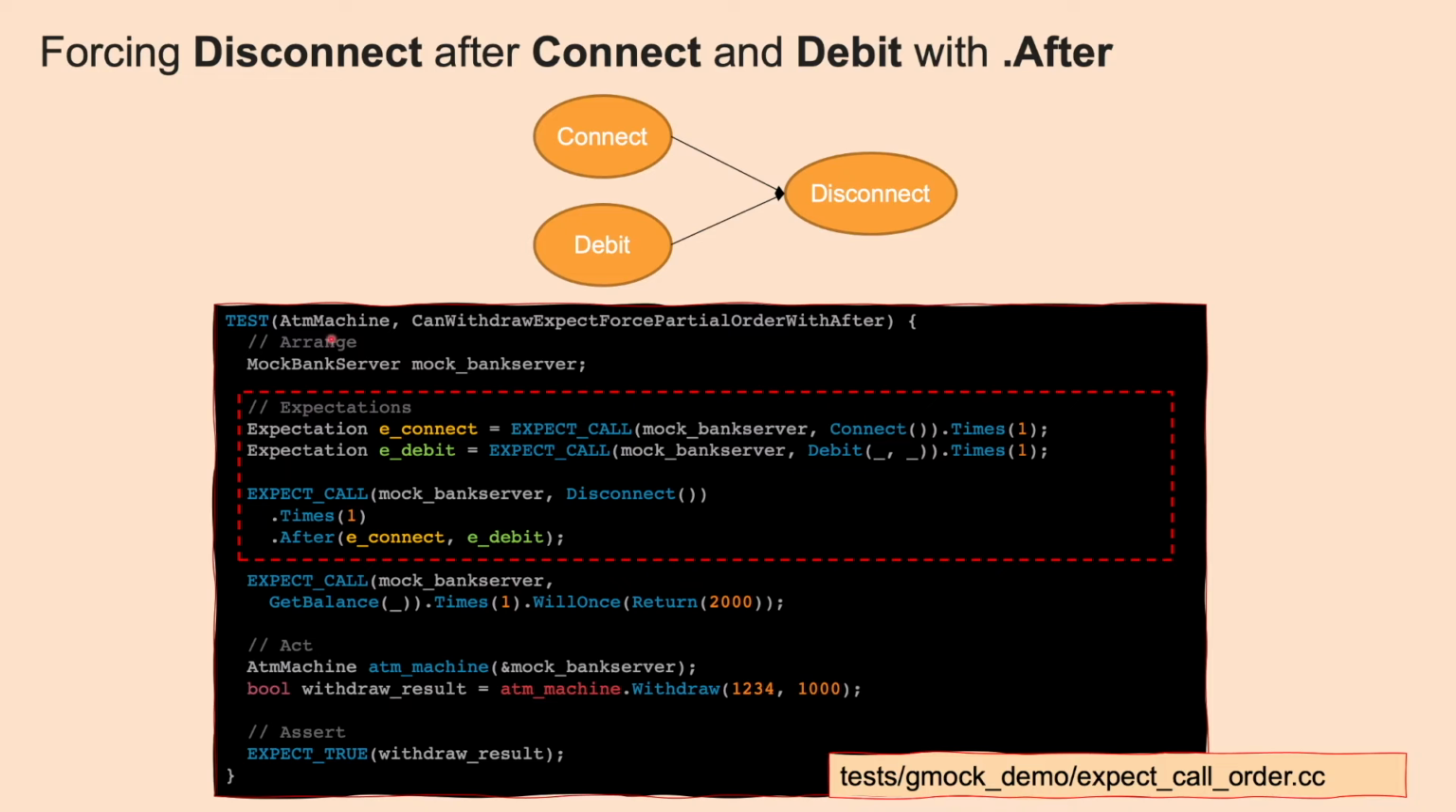Going back to our ATM machine, let's say we want to enforce that disconnect is happening after connect and debit. In order to do so, we store the result of the expect call for connect and debit inside a variable of type expectation. And when we are specifying disconnect, we mention that it should happen after connect and debit. This will enforce this ordering, and if it doesn't happen, then the test will fail.